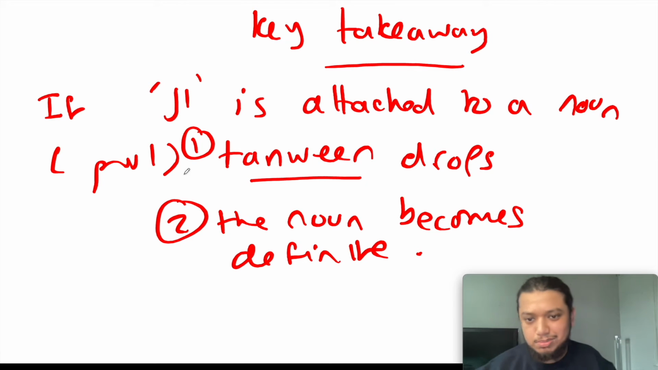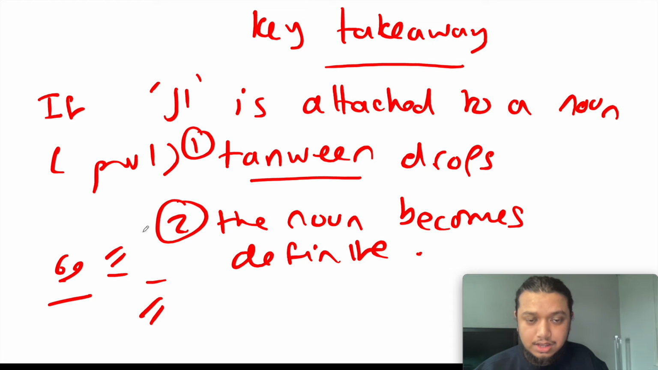Therefore, likewise, the opposite applies. If a noun does not have alif lam on it, it will usually have a tanween on it, right? And tanween indicates that the word is indefinite. Tanween is translated as a, and the alif lam is translated as the.